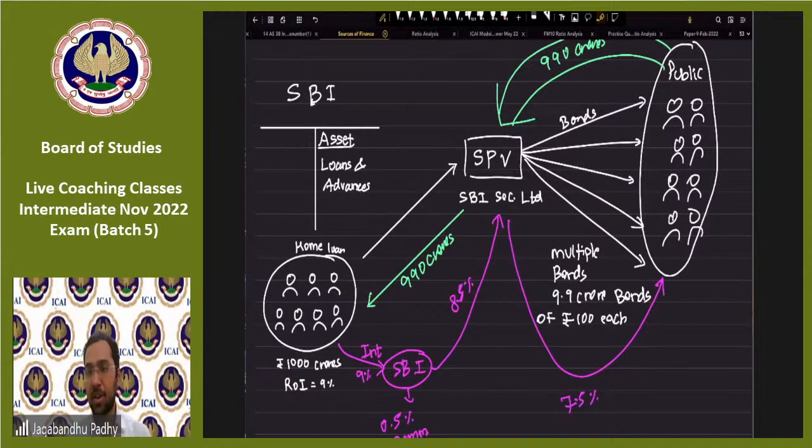Some people invested in bonds are home loan takers. It is possible that some of the home loan takers might be investors in the public, but you never know who the loan takers over here are.